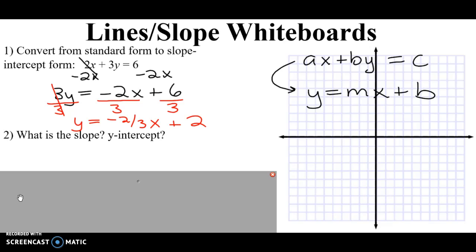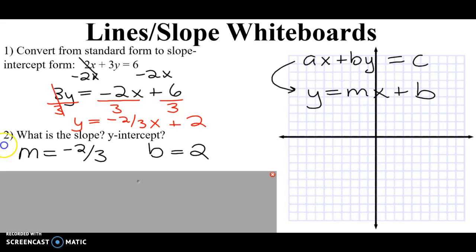All right, Joe, what is the slope of this line, m? Good. Negative 2/3 is the answer. It's the number in front of x. It's the m value. And Aiden, what is my y-intercept? 2. And usually we use the letter b to represent the y-intercept. So we'd say b equals 2.